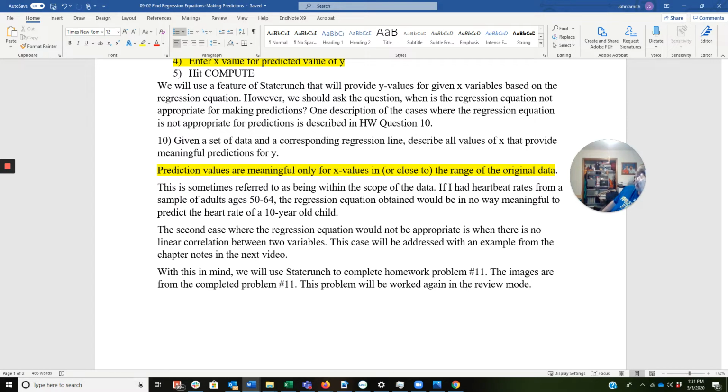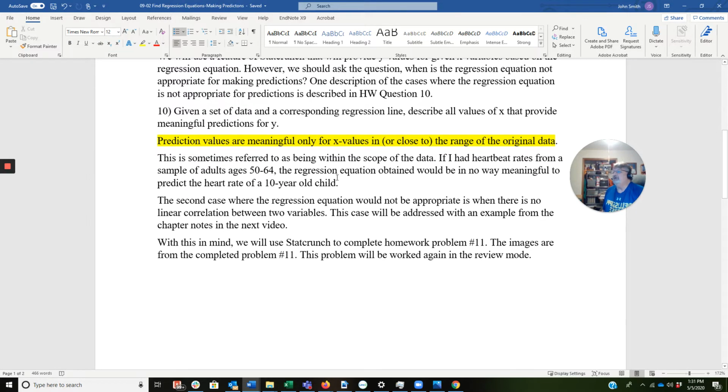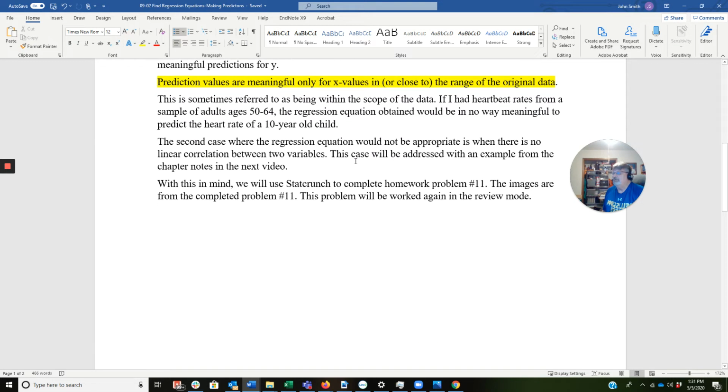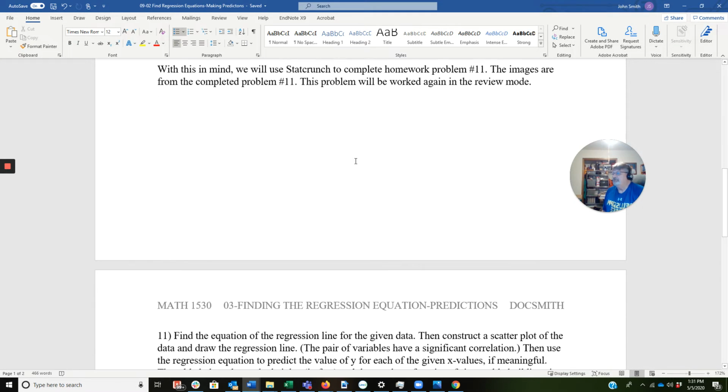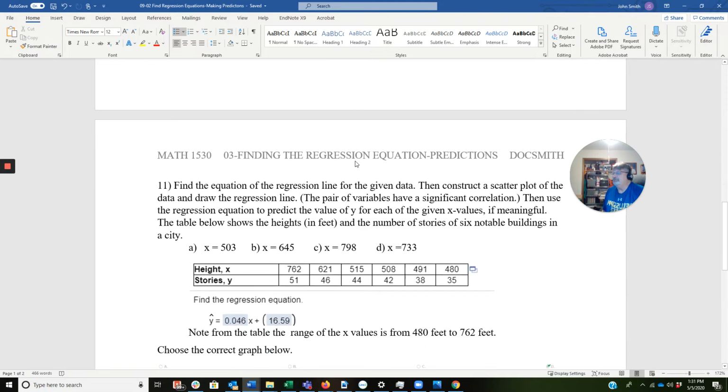The second case where the regression equation would not be appropriate is when there is no linear correlation between two variables. This case will be addressed with an example from the notes in the next video. With this in mind, we will use StatCrunch to complete homework problem 11. The images are from the completed problem number 11, and the problem will be worked again in the review mode in my stat lab.